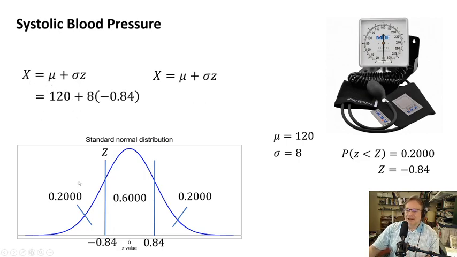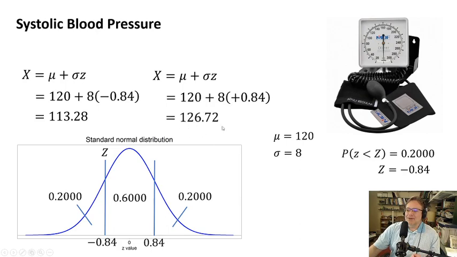Here's the first one here. We're going to work on this one to the left. 120 is the mean plus 8, that's our standard deviation, times negative 0.84. That's going to be a blood pressure of 113.28. Let's look at the one to the right here. 120 plus 0.84, that's the positive side of this, times the standard deviation. That's going to be a blood pressure of 126.72.